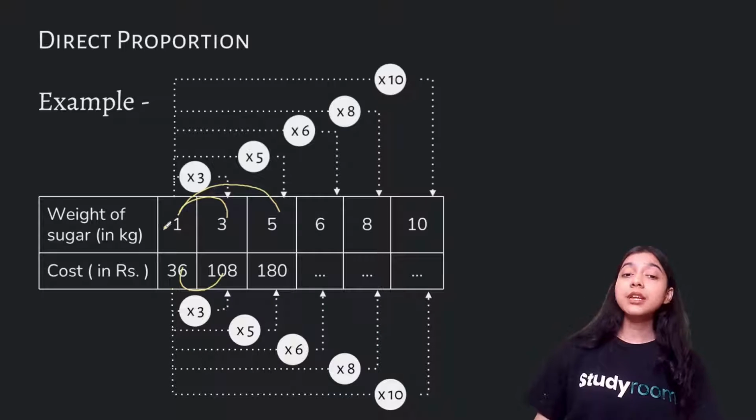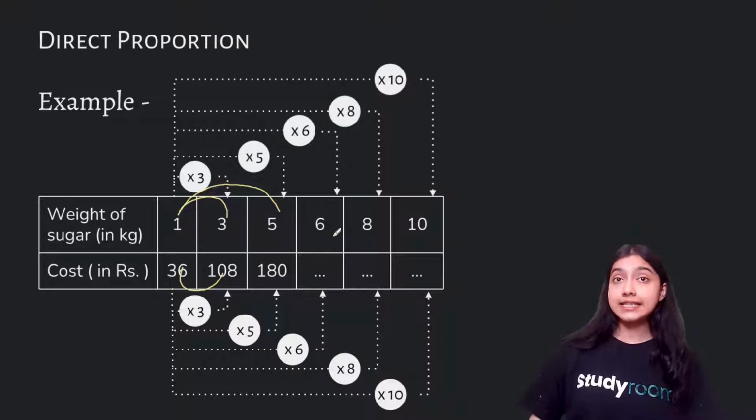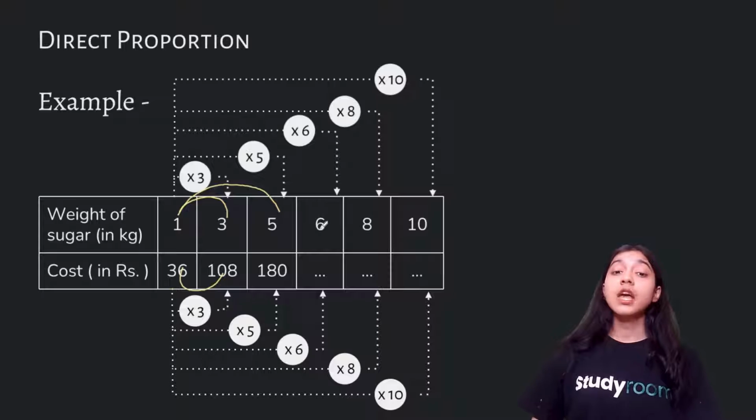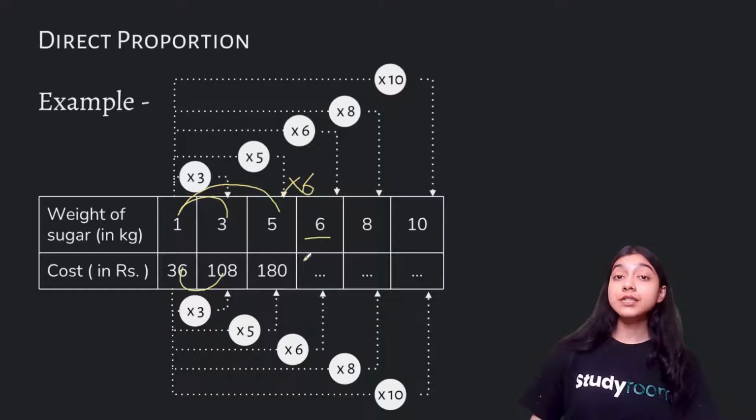So, in a similar way, we will be calculating the cost of the sugar when its weight is 6 kgs, 8 kgs and 10 kgs. Now, when the weight of the sugar is 6 kg, that means it is becoming 6 times. It is getting multiplied with 6. So, the cost will also get multiplied with 6. So, 36 multiplied with 6, which ultimately gives us 216.